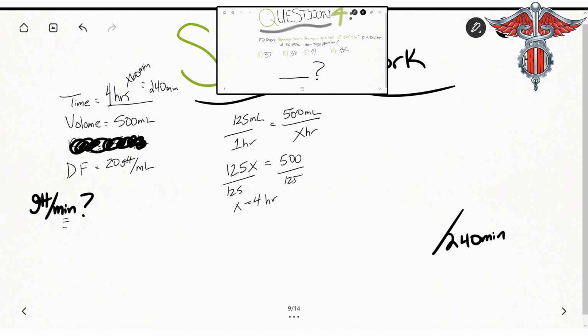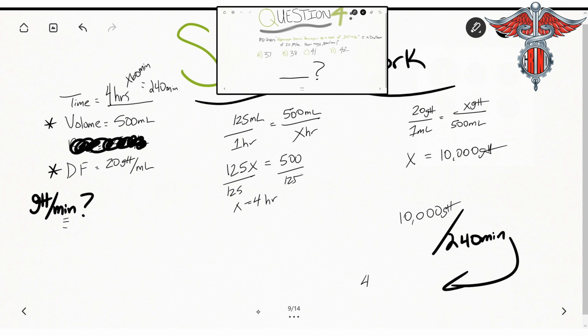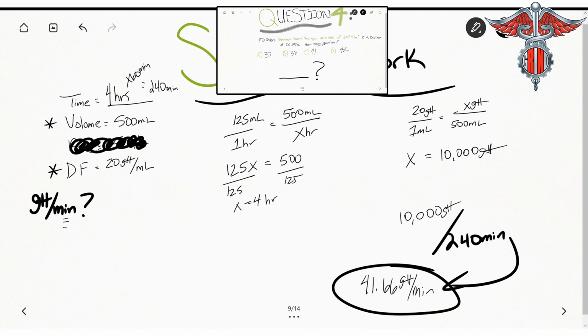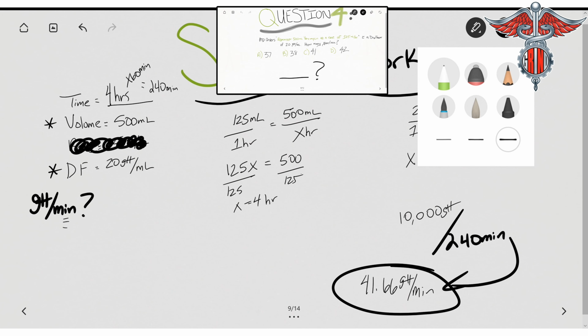So now our remaining pieces of information, just like before, we have our drop factor of 20 drops per mil, and our volume that infuses is 500 total mils. 1 times X is X. 500 times 20 is 10,000. And 10,000 divided by 240 equals 41.66 drops per minute.